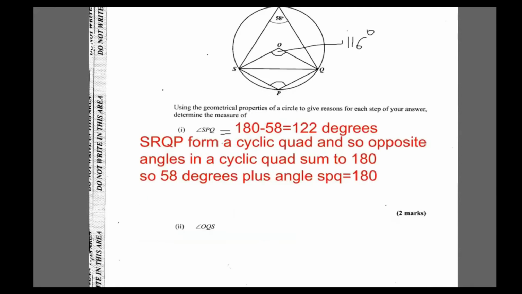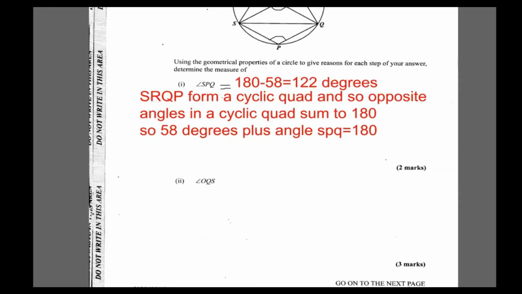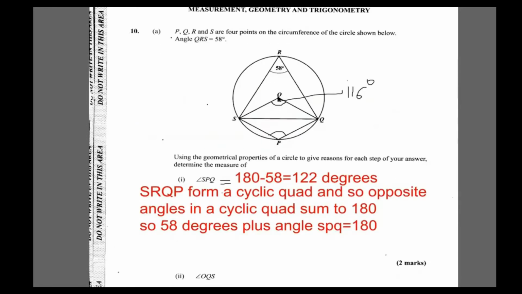They want angle OQS. How do we find angle OQS? Angle OQS is this angle inside here. Now this is an isosceles triangle. How do I know that this is an isosceles triangle? Because OS and OQ are both radii. And so this angle is equal to this angle. And so let's go find angle OQS now.